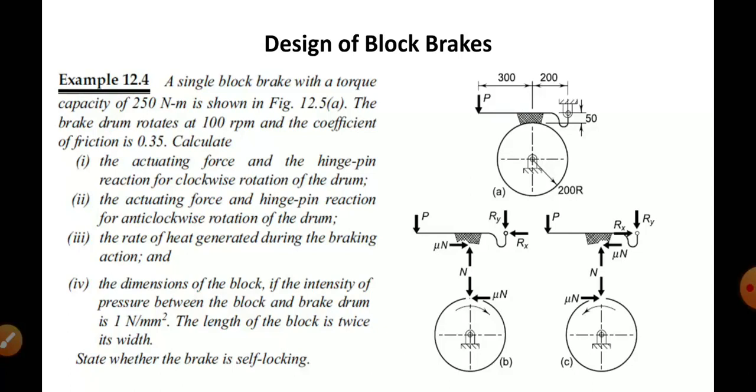Then calculate the actuating force and hinge pin reaction for the anti-clockwise rotation of the drum, when it is rotating in anti-clockwise direction. Then the rate of heat generated during the braking action, and the fourth one, the dimensions of the block if the intensity of the pressure between the block and brake drum is 1 Newton per mm square. That means the intensity of the pressure is given here as 1 Newton per mm square. The length of the block is twice its width. L is equal to 2W, twice the width of the brake.